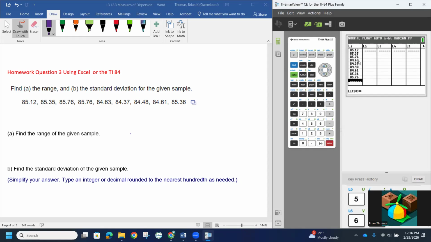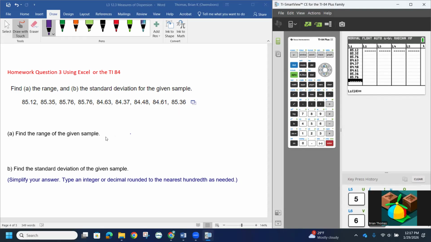So then 84.63, 84.37, 84.48, 84.61, 84.36. So I should have nine pieces of data. One, two, three, four, five, six, seven, eight, nine. So I do have those nine. So it's always a good idea to double check to make sure.